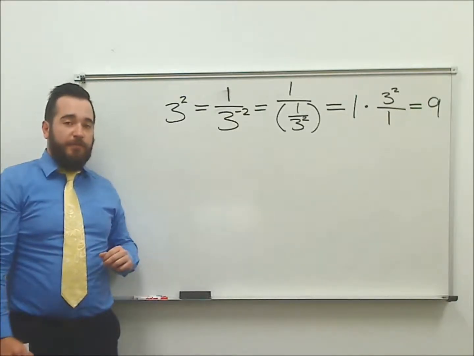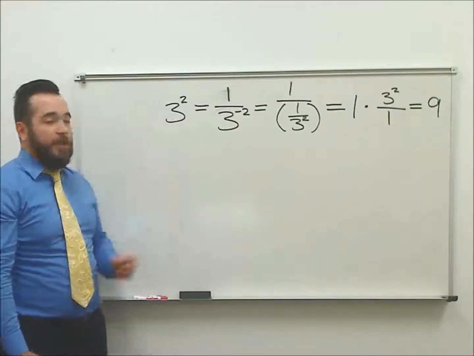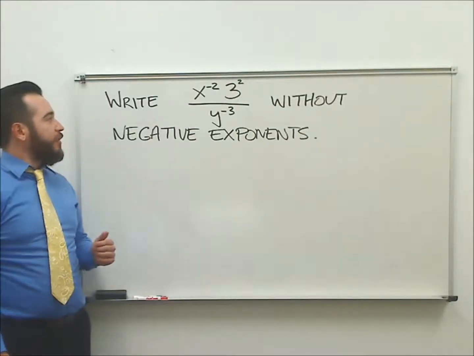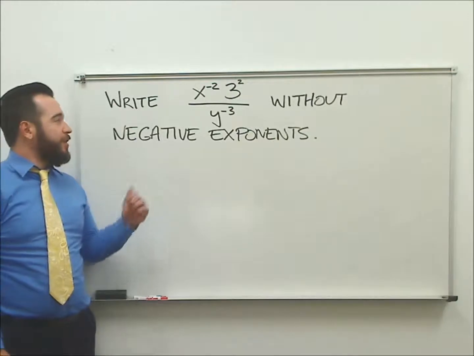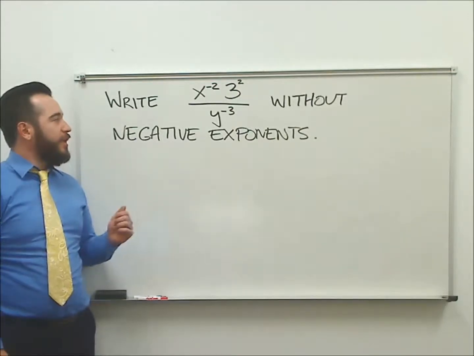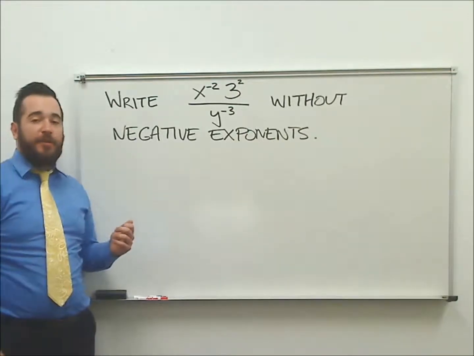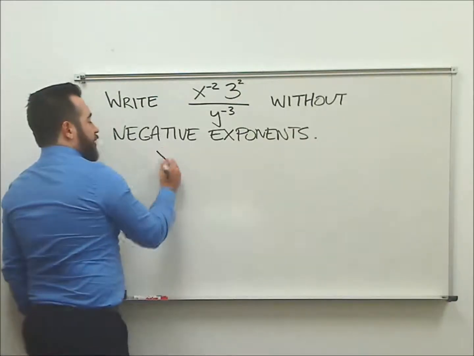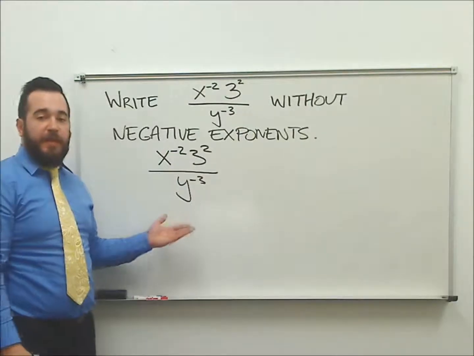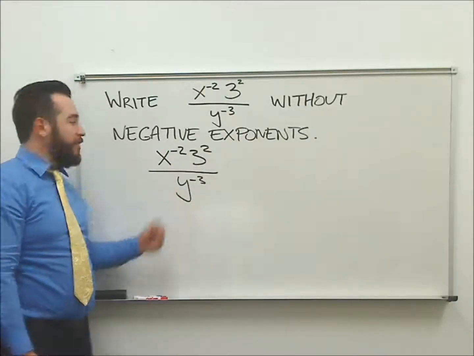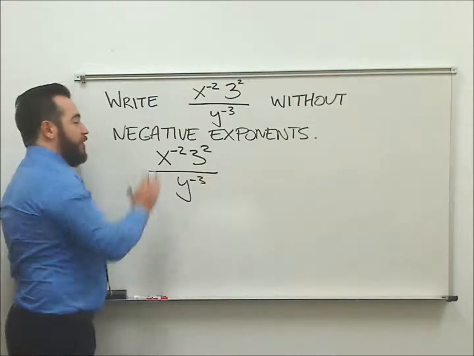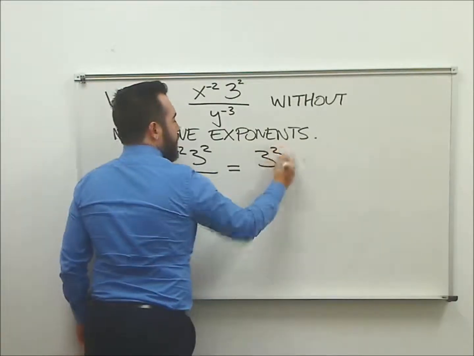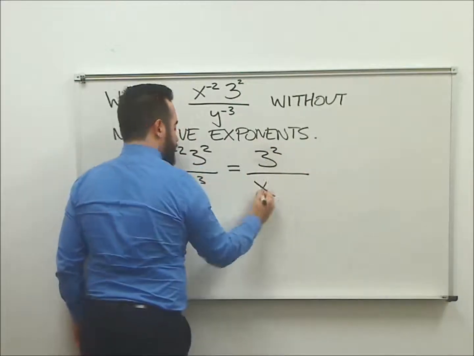Okay, fair enough. Now, let me show another example. Here's an example to get us going. Let's write x to the negative second times 3 squared divided by y to the negative third without negative exponents. So we're going to take this expression. Now, things with a negative exponent change places. So x to the negative second, since it's on top, it's going to go to the bottom as x squared. 3 squared stays right where it is.